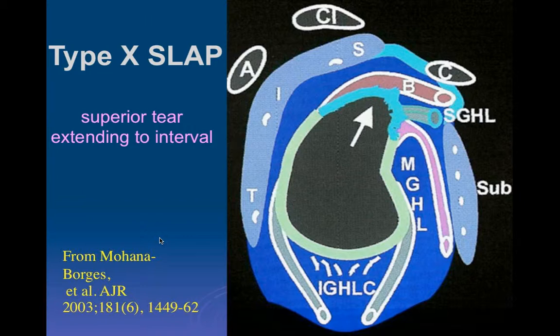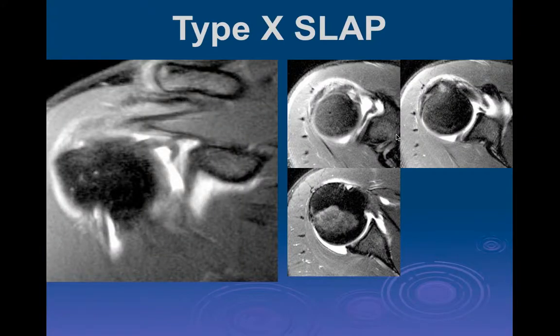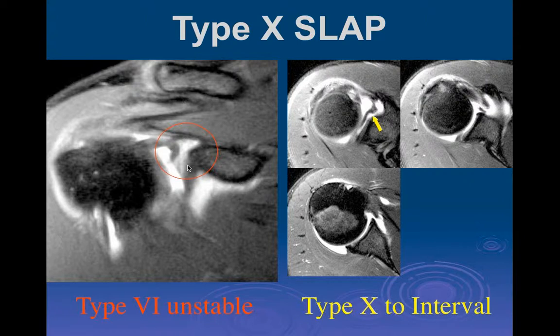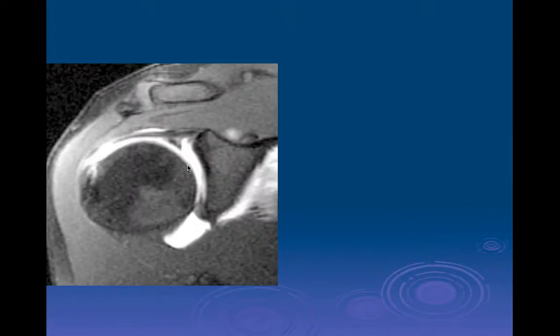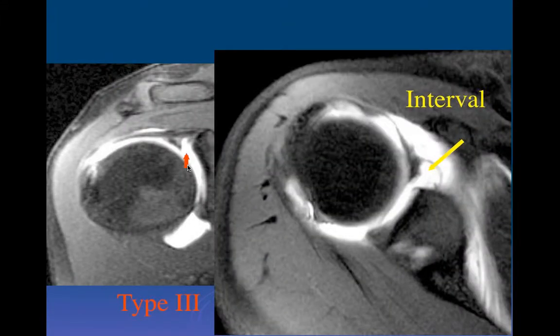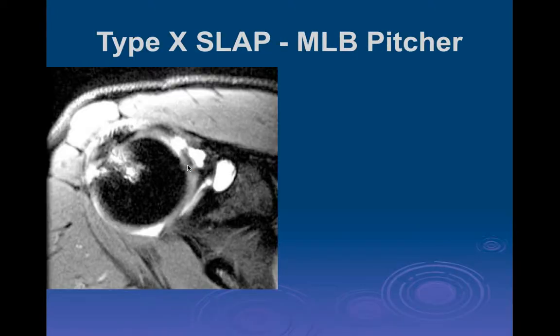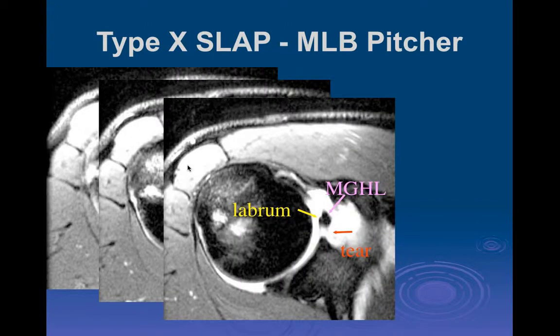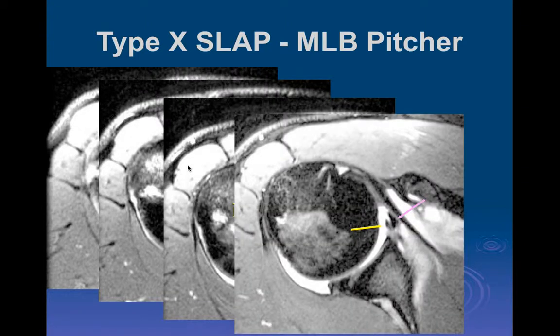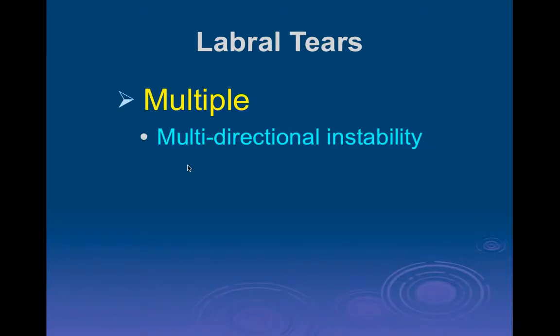And then there's a type 10, so we've got to keep going here. A type 10 is a superior labral tear which extends into the rotator cuff interval, described by Javier Beltran and his group. And here we can see a lot of abnormality and tearing of the tissues in the region of the biceps and the rotator cuff interval. And again, a lot of these have other components associated with them in my experience as well. And here's a Major League Baseball pitcher who has involvement of the structures of the rotator cuff interval as well as the SLAP tear.